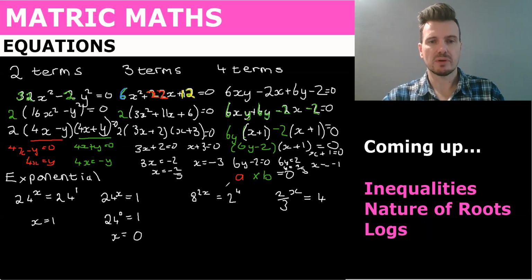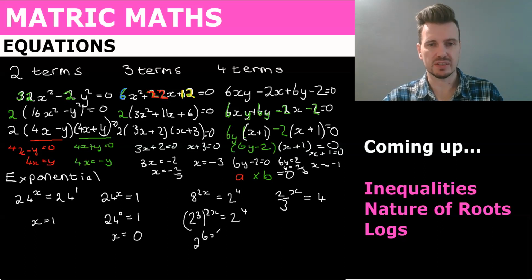Here, we want to get them both to the base 2. Well, we know that 8 is 2 to the 3, to the 2x. So we start with that. Then we use our exponent law, or power rule, which says that is the same as saying 2 to the 3 times 2x. And 3 times 2 is 6x, equals 2 to the 4. 6x equals 4. So x is equal to 4 divided by 6, which is 2 over 3.